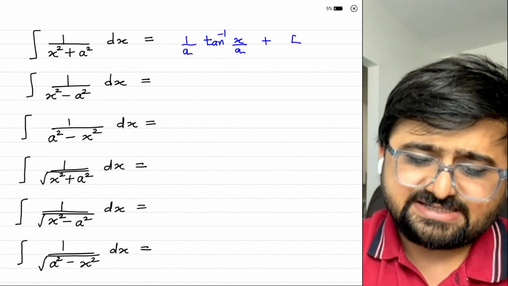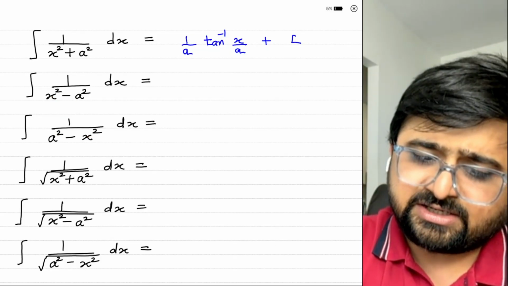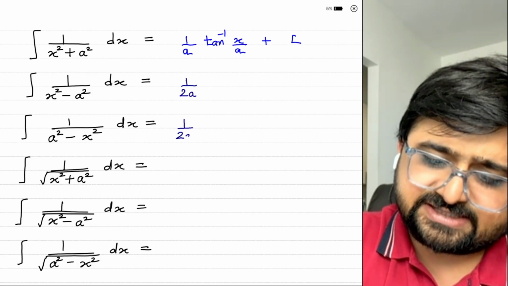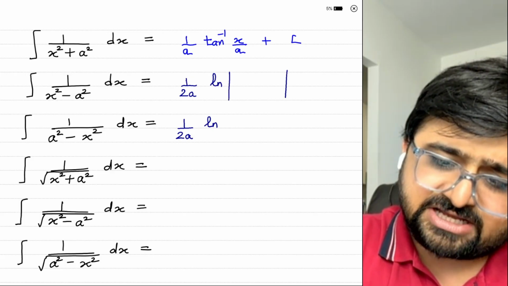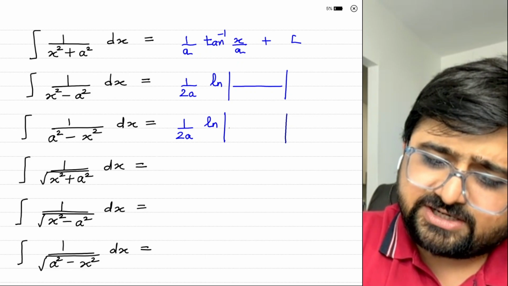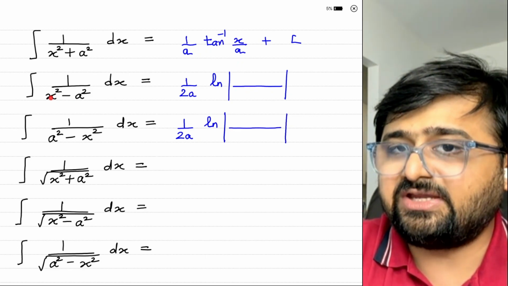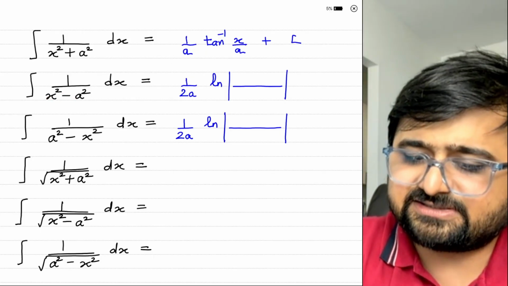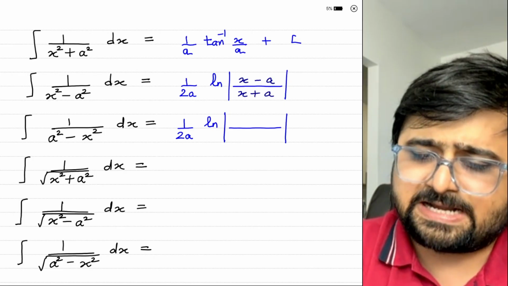Now whenever it is minus in between, whether it is x square minus a square or a square minus x square, instead of 1 upon a, you have 1 upon 2a in both of those cases whenever that is negative, and we have natural log in that case as well. So we have natural log mod of some numerator and some denominator. In the numerator and denominator, what we essentially have is the factors of that quadratic. So in case of x square minus a square, the factors are x minus a and x plus a. So you have x minus a and x plus a. I hope that makes sense.